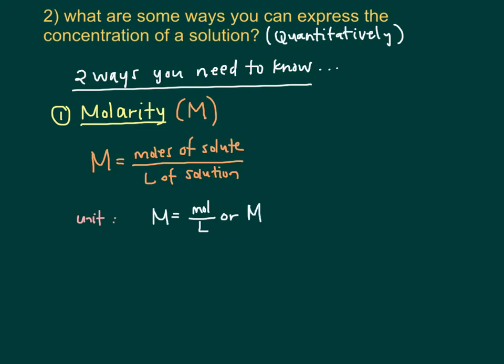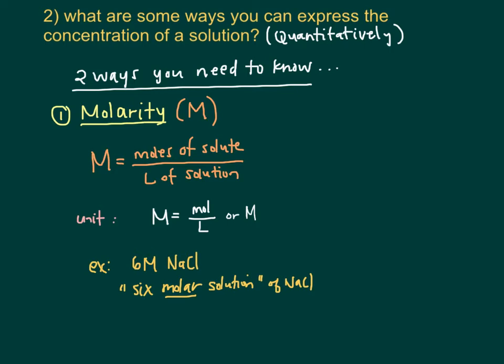So for example, I can say that I have a 6 molar solution of sodium chloride. What that tells me is that if I had 1 liter of this solution, floating around in that 1 liter of solution would be 6 moles of sodium chloride. That's what 6 molar or 6 M means.